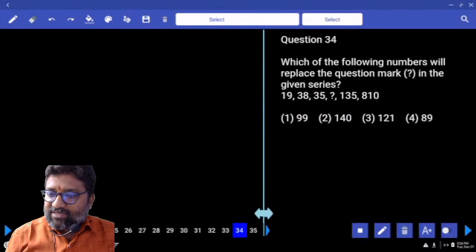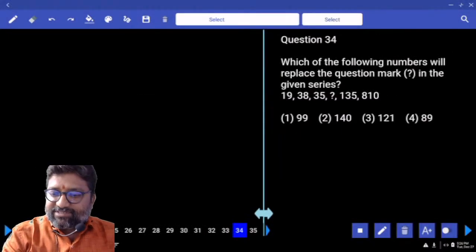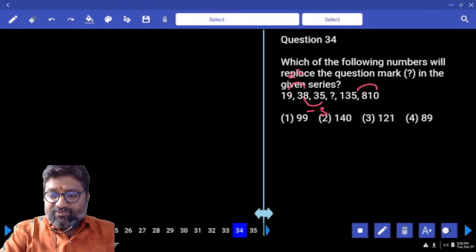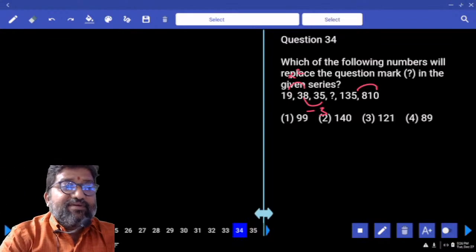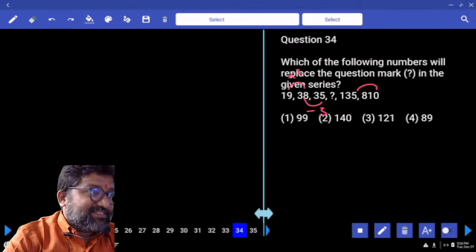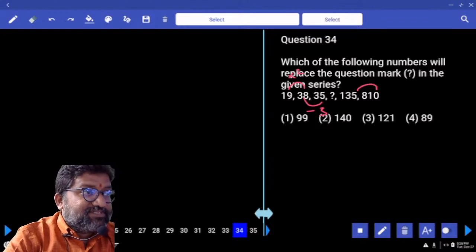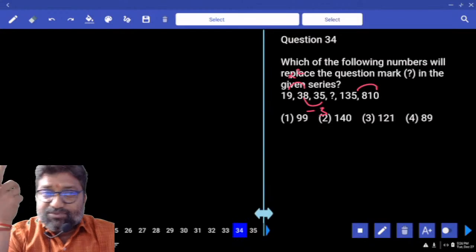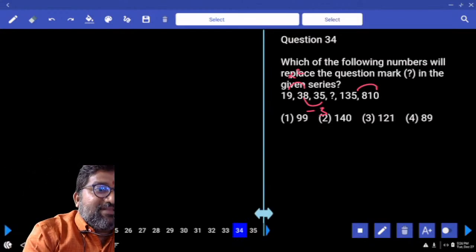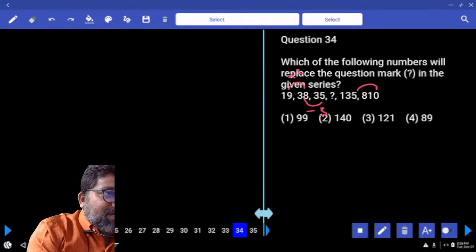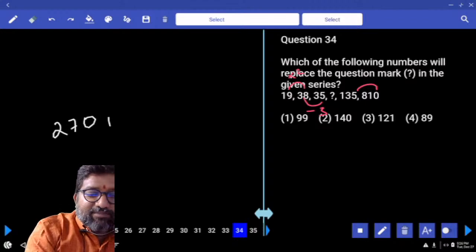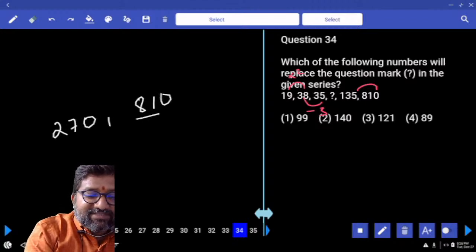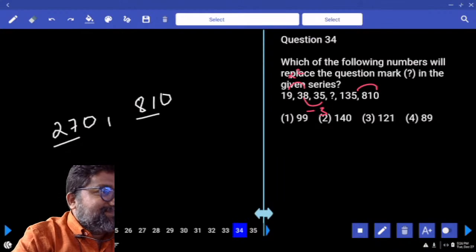I'll increase the font. Let me see this question. What's happening here? This is how much? Into 2 minus 3. 135 into how much will take me closer to 81? Into 6. 135 into 2 is how much? 270. Look carefully. 135 into 2 is how much? 270. Here we see 270, and here we see 810.